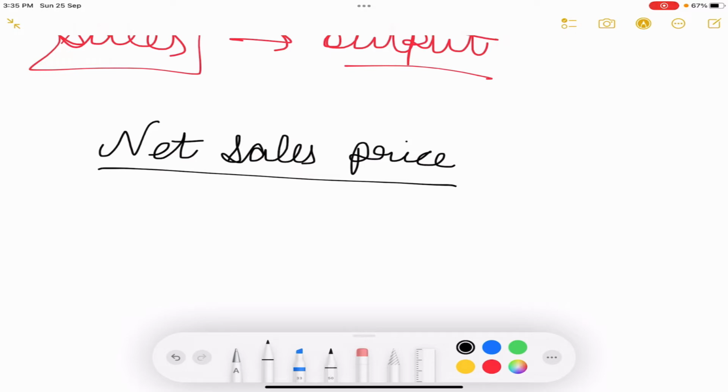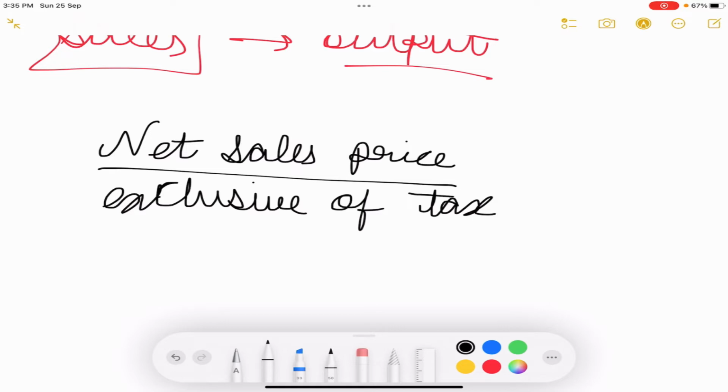So what is net sales price? Net sales price is always exclusive of tax. So how can you remember this? Net sale, for us, means the actual price of the commodity without including the taxes. Removing all the taxes and everything, the actual value of the product is known as the net sales price. Easy? Very clear?